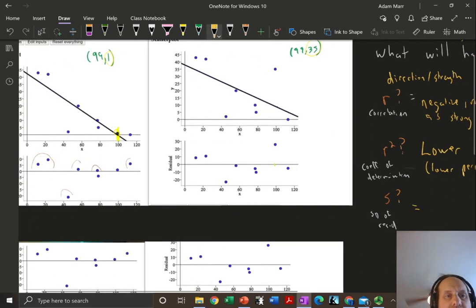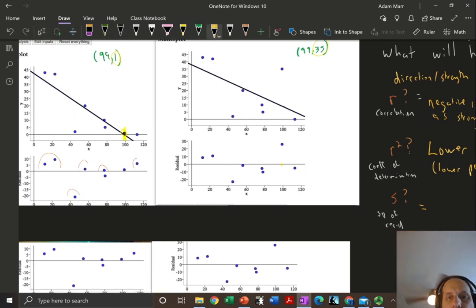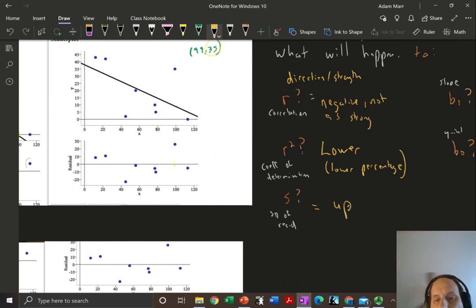S, well, obviously, we gave ourselves a larger residual. So of course S is going to go up, that's obvious. S is just the average value of the residuals, the average distance from the actual minus predicted of the response variable.